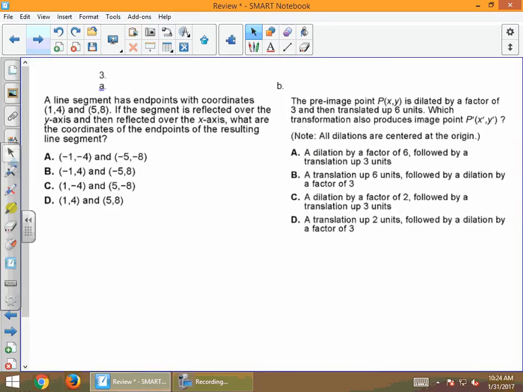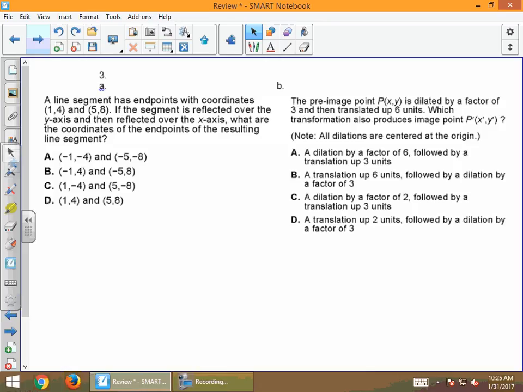For 3A, it says a line segment has endpoints with coordinates 1, 4 and 5, 8. If the segment is reflected over the y-axis, then reflected over the x-axis, what are the coordinates of the endpoints of the resulting segment? Well, we talked about this before. What is the same kind of transformation if you reflect over the x and then reflect over the y, or vice versa? When you reflect over each axis, that's the same as doing what kind of transformation?